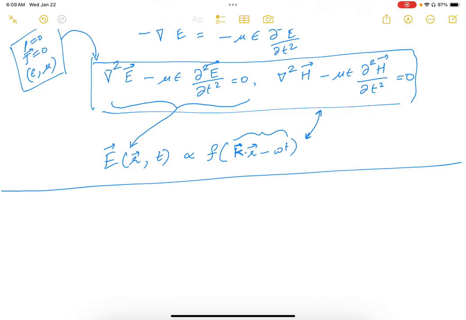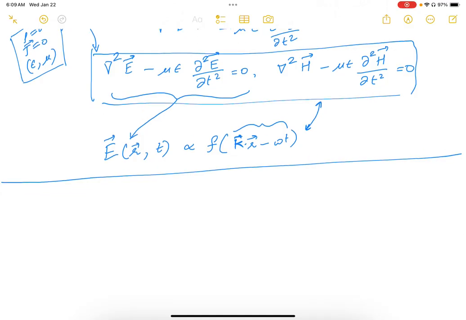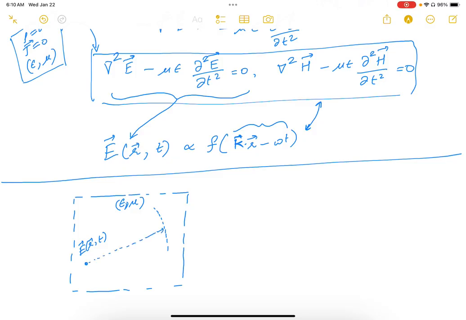So this function, k dot r minus omega t, is basically telling you this. Imagine you had this region of space that we were originally considering, of uniform dielectric permittivity and permeability. Imagine you had an electric field here at some location r and time t, and let's say you are observing some point within some radius away from this point, say a point located at location r prime.